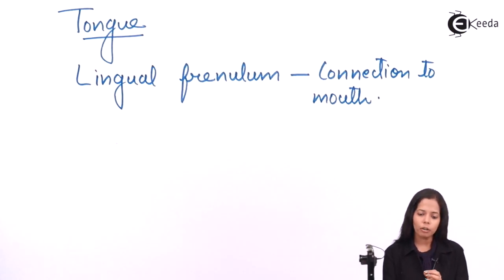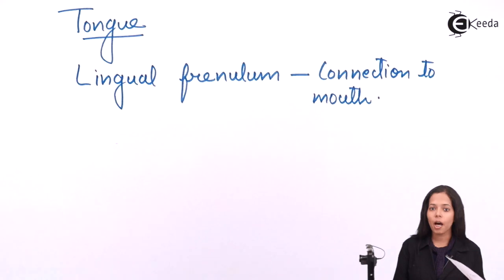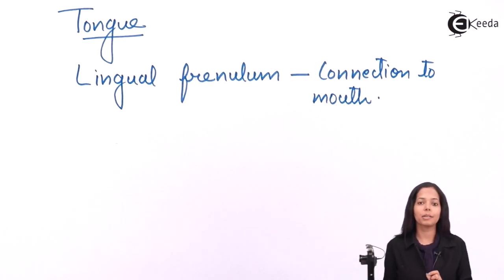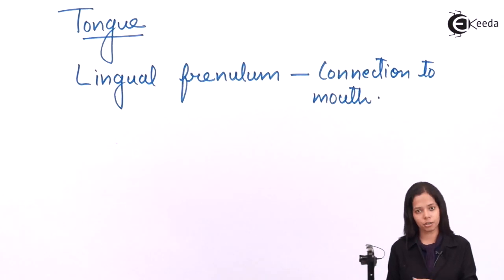Now the most important thing is what is present on the tongue. Very much correct. Taste buds. Taste buds are present on the tongue. Now these taste buds are present in the form of some projections, and these projections are called papillae. In short, the projections present on the tongue are called papillae, and papillae consist of taste buds.